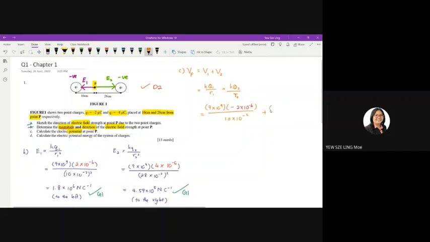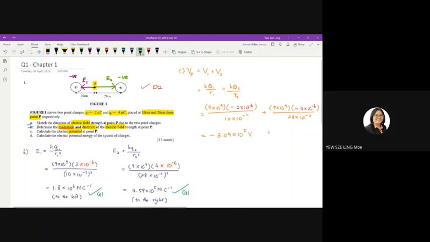And then plus 9 times 10 to the power of 9. Again, for Q2, you need to include its negative sign, so negative 4 times 10 to the power of negative 6, over 28 times 10 to the power of negative 2. So the final answer you're going to get is a negative value, negative 3.09 times 10 to the power of 5 volt.